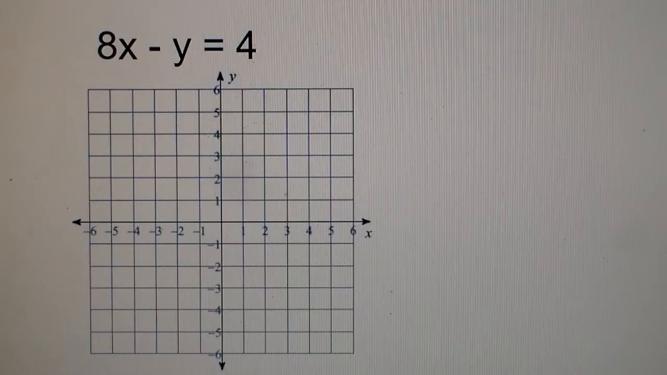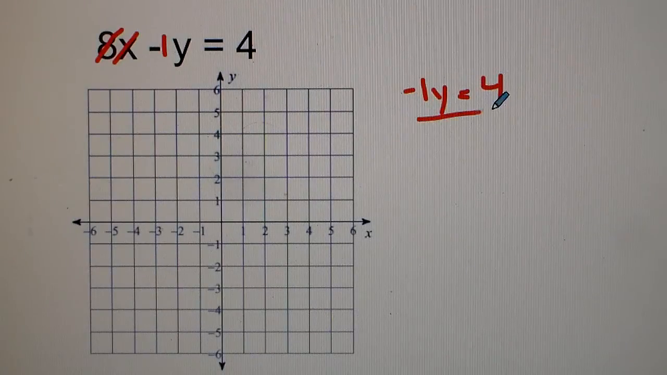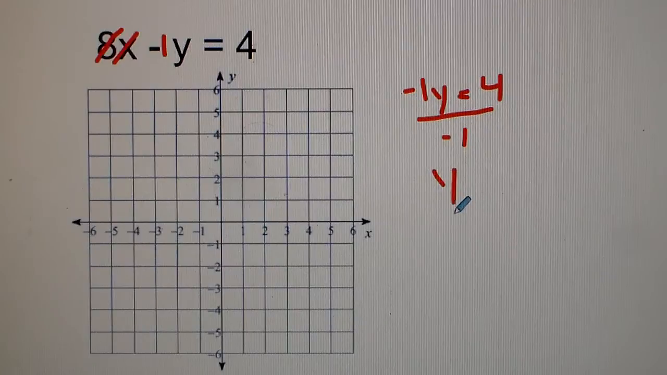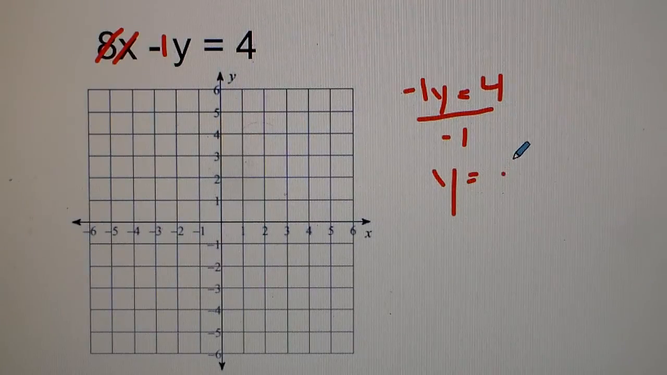Here's our next one. So we eliminate the x's first, we solve for y, so we have negative 1y equals 4. We then divide both sides by negative 1, and you get y equals negative 4. So we plot a point at negative 4.